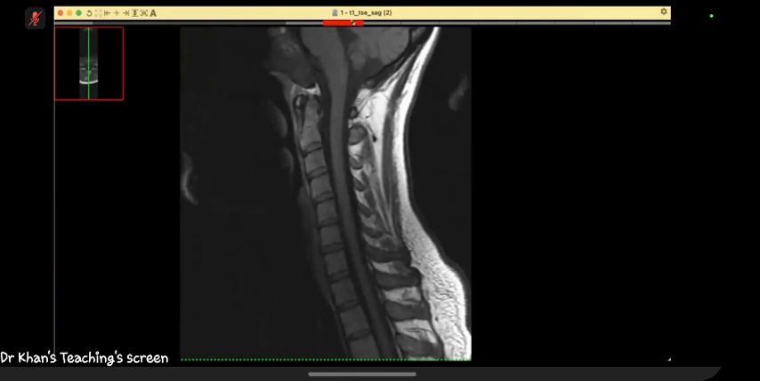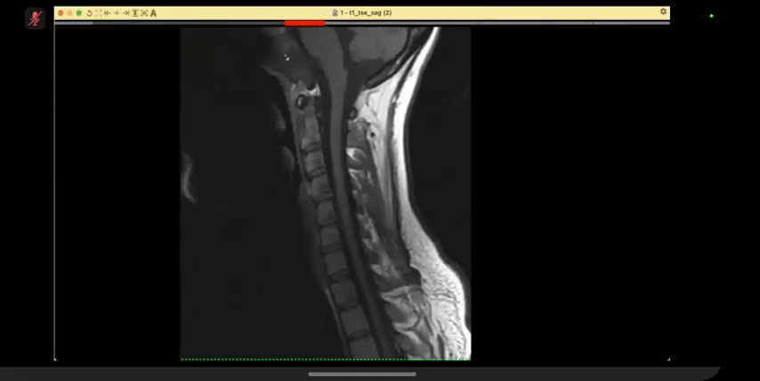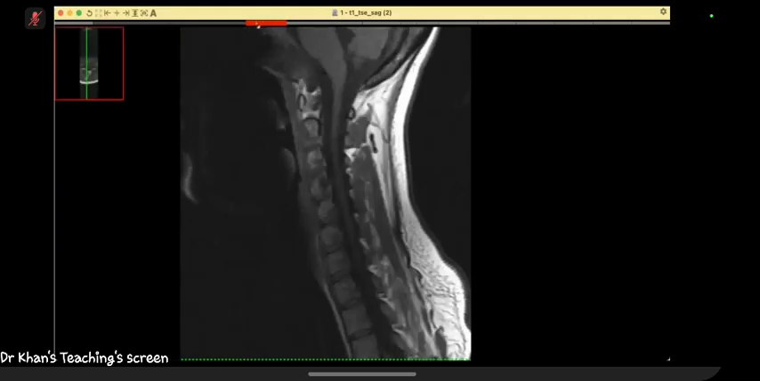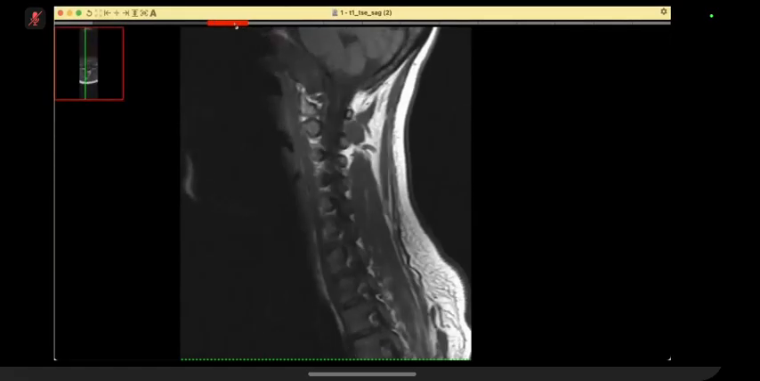Yes, in the clivus, I can see there is abnormal expansion of the clivus. There is a predominantly low signal with areas of high signal intensity. The upper extension of the bone I cannot see in the given images.